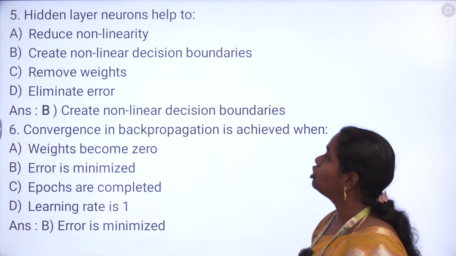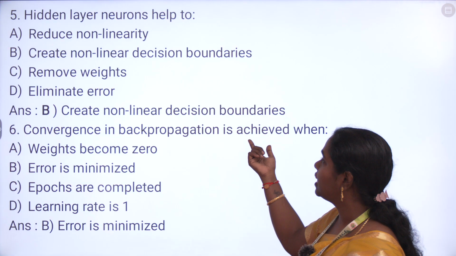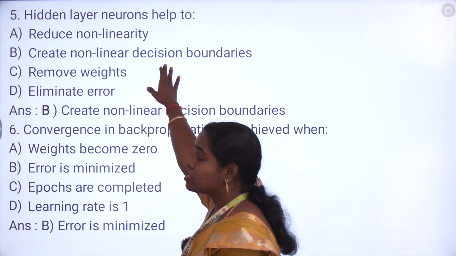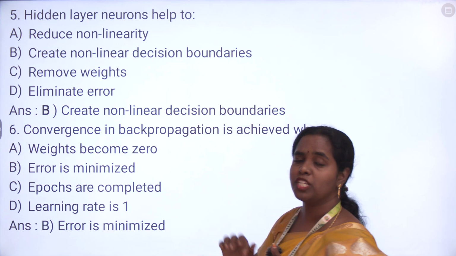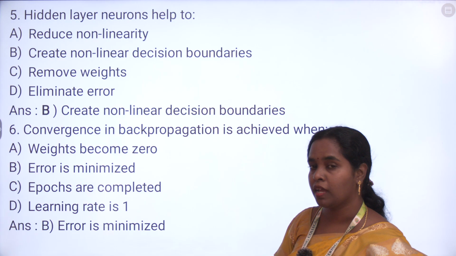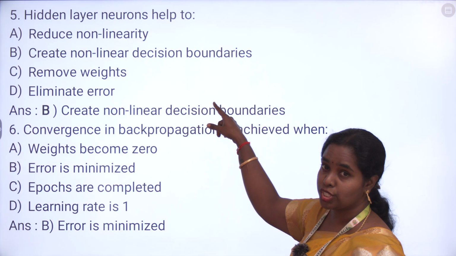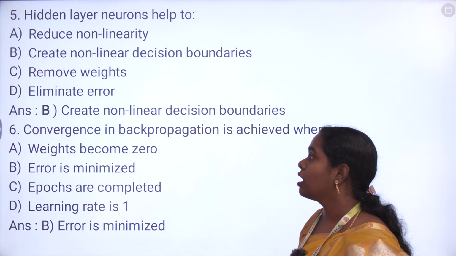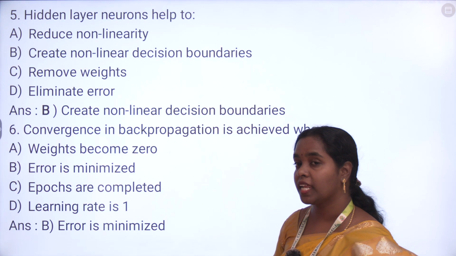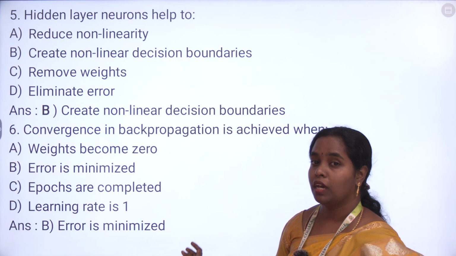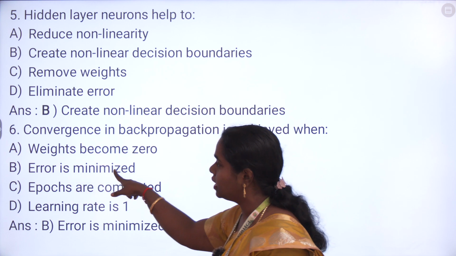Next, the hidden layer neuron helps to... why do we use a hidden layer? It reduces the error, based on non-linear decision boundaries. I already mentioned this in the previous slide, the diagram of the multi-layer perceptron. So option B, create non-linear decision boundaries. Next, sixth one: convergence in back propagation is achieved when the gradient value is reduced, so the error is minimized. Option B is the right answer.